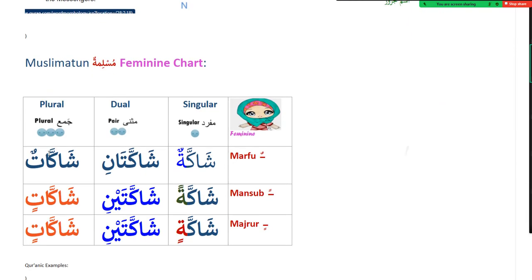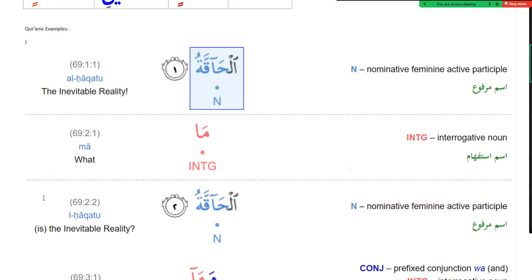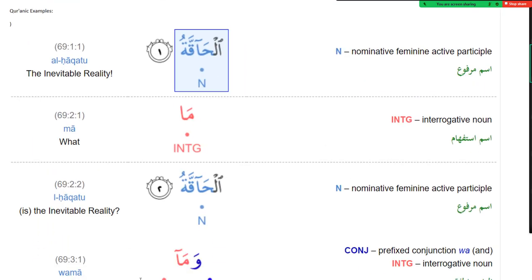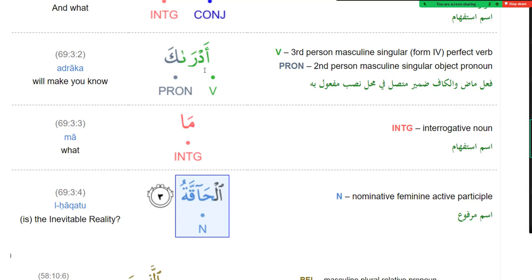Let's take the feminine chart like Muslimatun. It's going to be shakatun, shakatan, shakatin, shakatani, shakataini. And plural, shakatun, shakatin. And the example is Al-Haqqa, Mal-Haqqa. So what do you think is the fa'il feminine word here, in the fa'ilun pattern? It was haqqiqun. The two qafs are fused together, it becomes haqqa, and you have a ta marbuta because it's feminine. وَمَا أَدْرَاكَ مَا الْحَاقَّةُ. The same word again repeated.